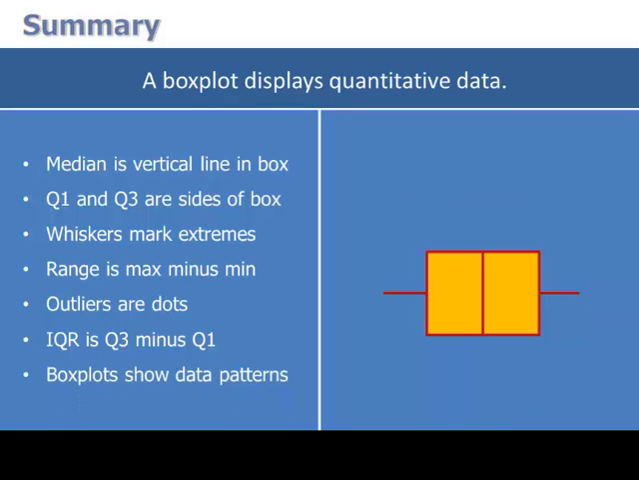And finally, box plots can reveal the shape of a data set. If the left side of the box plot is a mirror image of the right side, the data set is symmetric. If most of the observations are concentrated on the low end of the scale, the data set is skewed right. And if most of the observations are concentrated on the high end of the scale, the data set is skewed left.